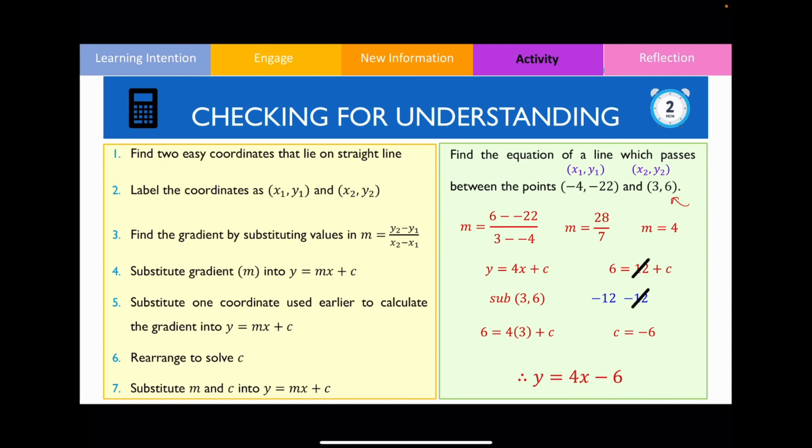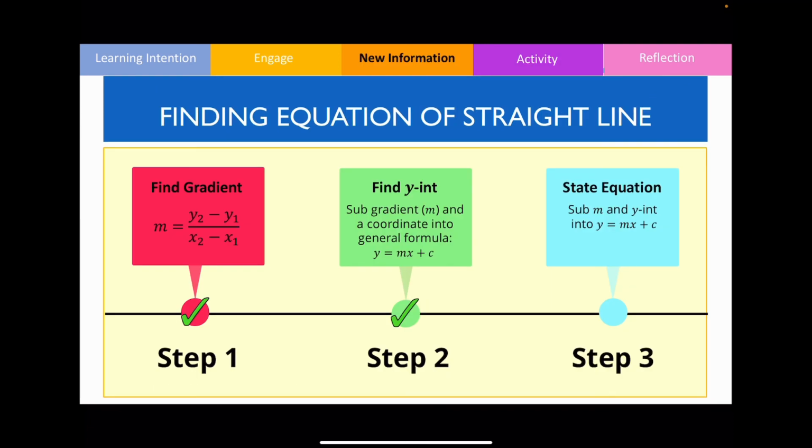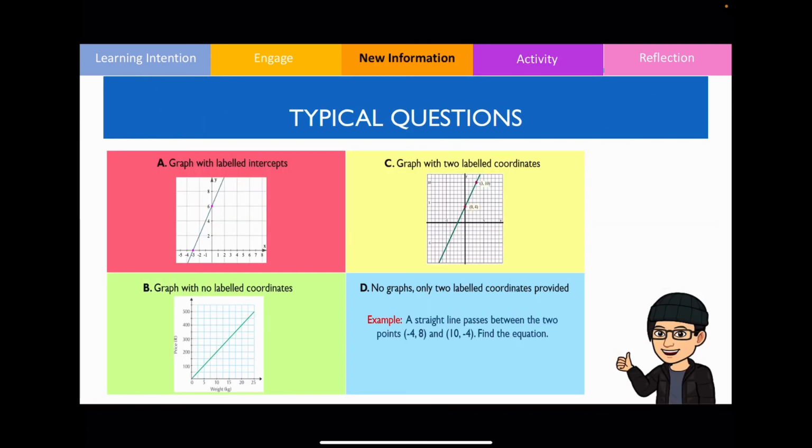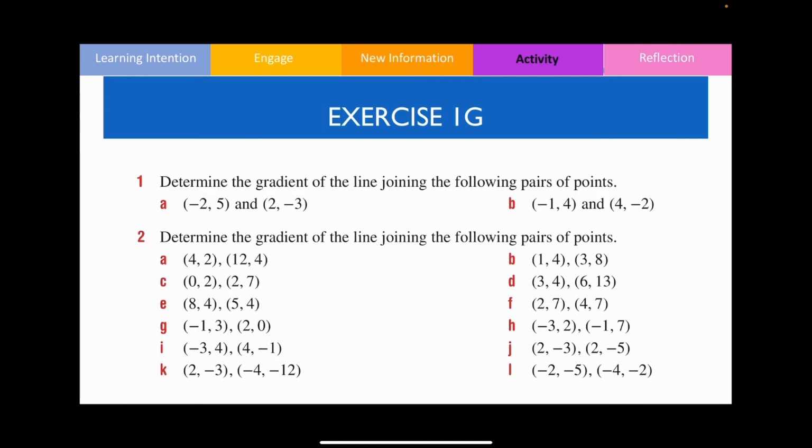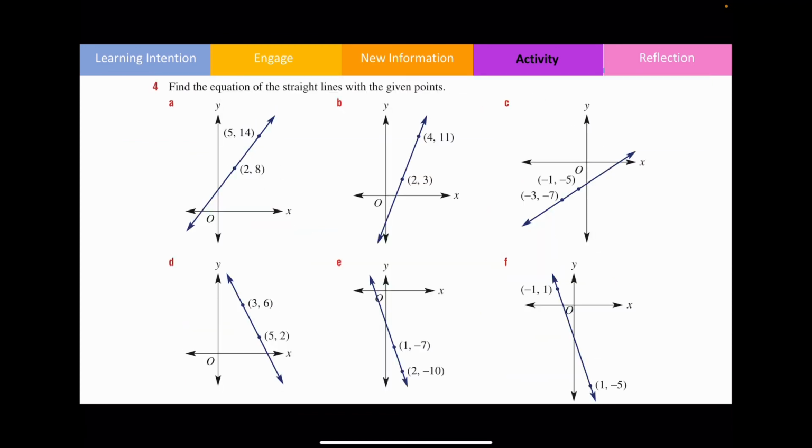At this stage, you should now be able to find the equation of a straight line. These are the typical questions that you will encounter, but remember, even though these questions may appear slightly differently, the same process still applies. You just need to find two easy coordinates that lie on the straight line, and then find the gradient and the y-intercept so you can find the equation. Please answer these questions from exercise 1G to get more practice.